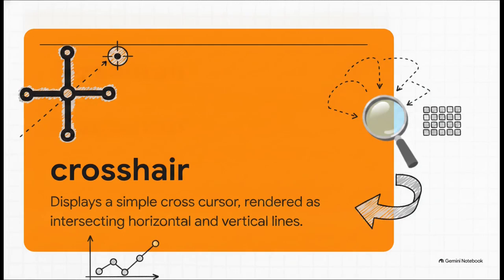We're going to jump back in and change the code again, this time introducing the crosshair cursor. This renders as a super simple cross, just intersecting horizontal and vertical lines. And it's the absolute perfect UI cue for when the user is stepping into an application that requires coordinate selection, drawing, or really precise targeting.